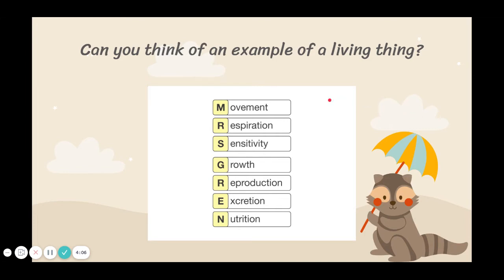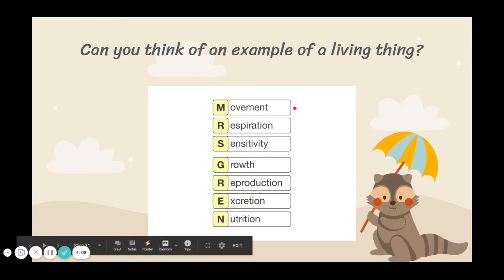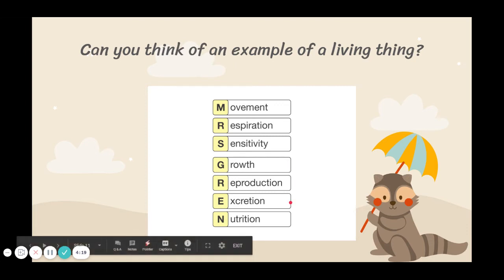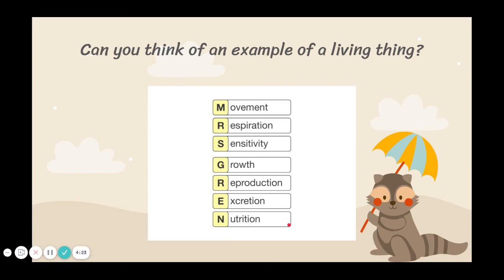So for something to be living, it has to have all 7 of those. It has to be able to move, to breathe, it has to react to the world around it, it has to grow, it has to reproduce, it has to excrete, and it has to need nutrition. It has to eat in some way. Can you think of an example of a living thing? Shout them at me now.